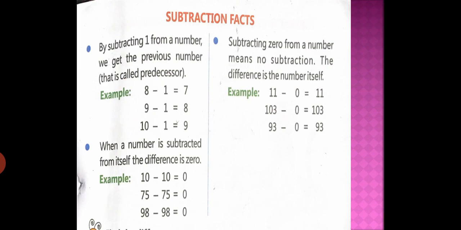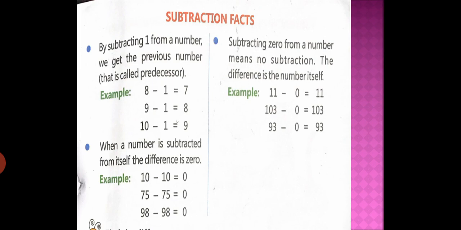Coming forward, when a number is subtracted from itself, the difference is 0. Example, 10 minus 10 is equal to 0. 75 minus 75 is equal to 0. 98 minus 98 is equal to 0.